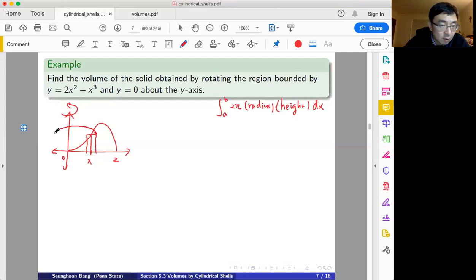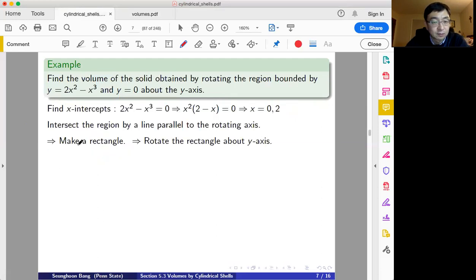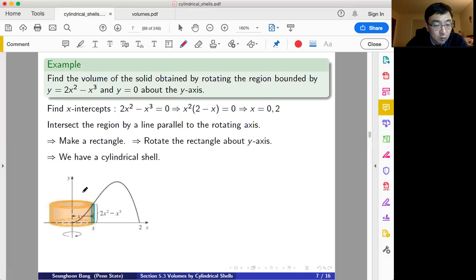We have one big circle here. The inside one has a small circle. The next one. We have a small circle. We have a rectangle. What does it mean? Like this. So we have this. This is like a cylindrical shell.